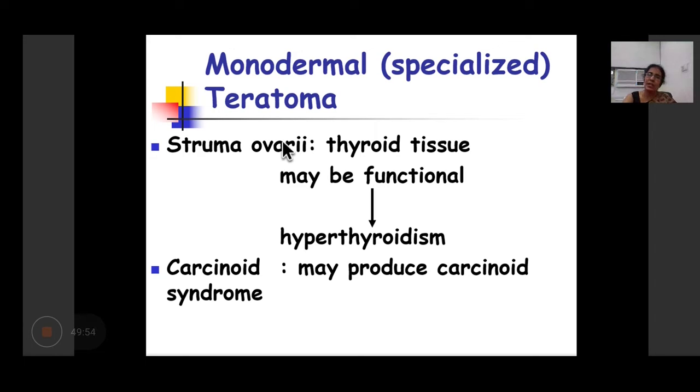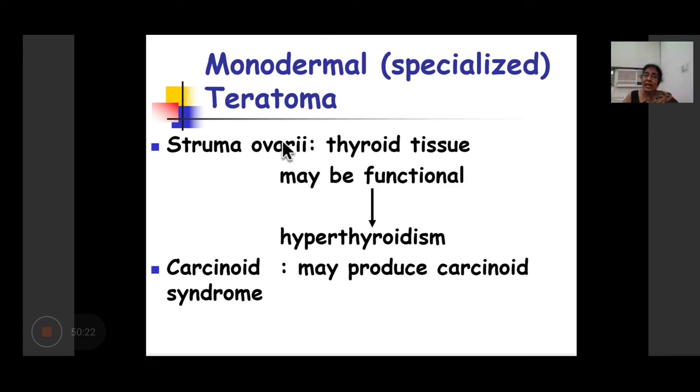So what is monodermal teratoma? In which specialized tissue is formed. For example, struma ovarii, another MCQ question for your MD entrance examination. This thyroid tissue may be functional. And if it is functional, the patient may present with features of hyperthyroidism. And when you are doing a thyroid scan, you feel that it's a normal uptake in the thyroid gland, which is present in the neck. But the normally functioning thyroid gland is present in the ovary.